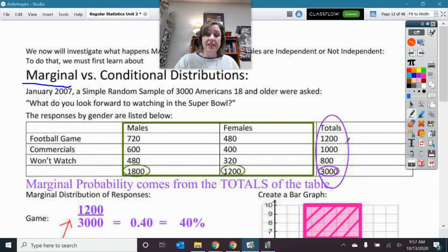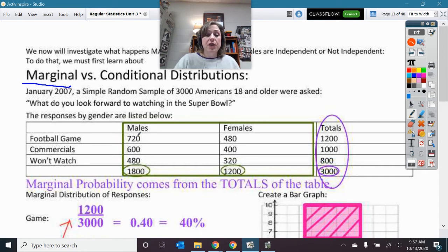See over here. This is a problem about gender and what those genders are looking forward to about the Super Bowl. Do they want to watch it for the football game itself? Do they want to watch it for commercials? Or are they not going to watch it? Overall, we can see what the sample is doing, and then we break it down to what the males are doing and what the females are doing. We ultimately want to see if being male or female is changing the rate at which you do those things.